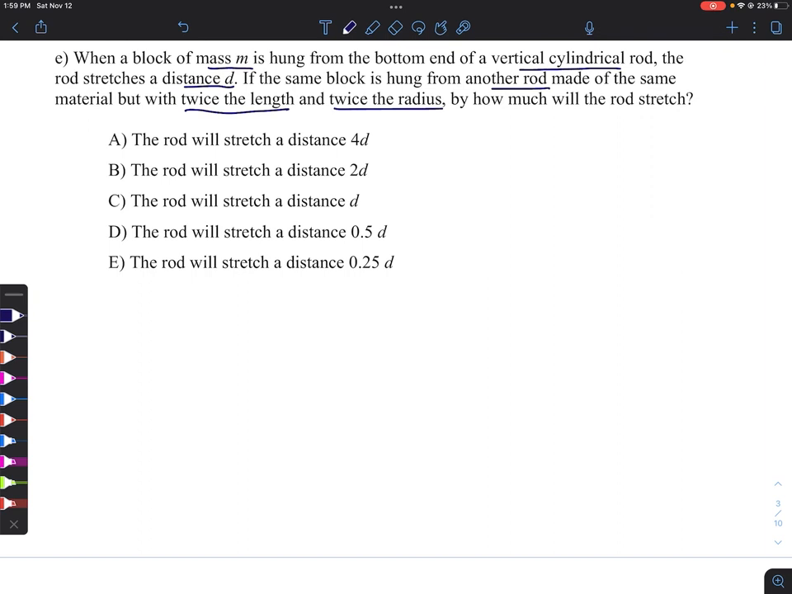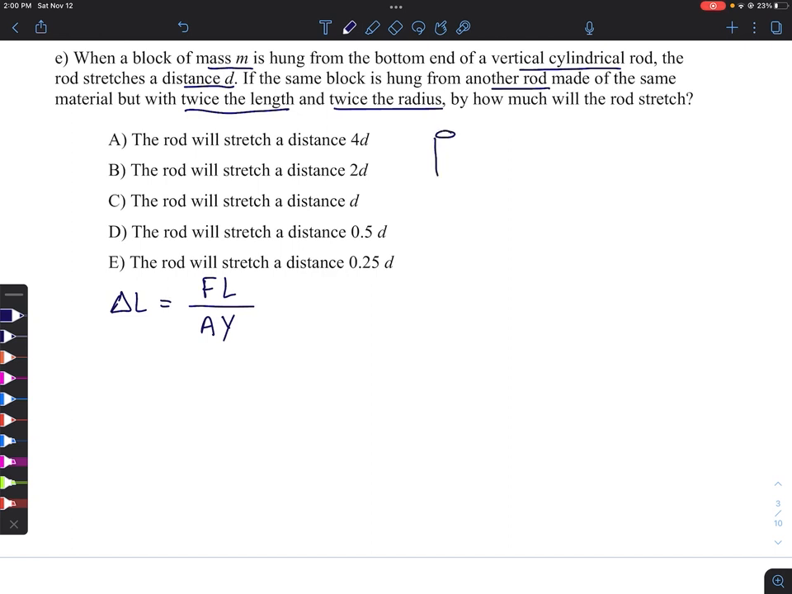So in this case, we're looking at how much some solid object with certain dimensions stretches. So we want to be thinking stress and strain and Young's modulus. So we know that the amount that a rod stretches is the force applied times the initial length divided by the area and the Young's modulus. So with these questions, I always draw a picture.